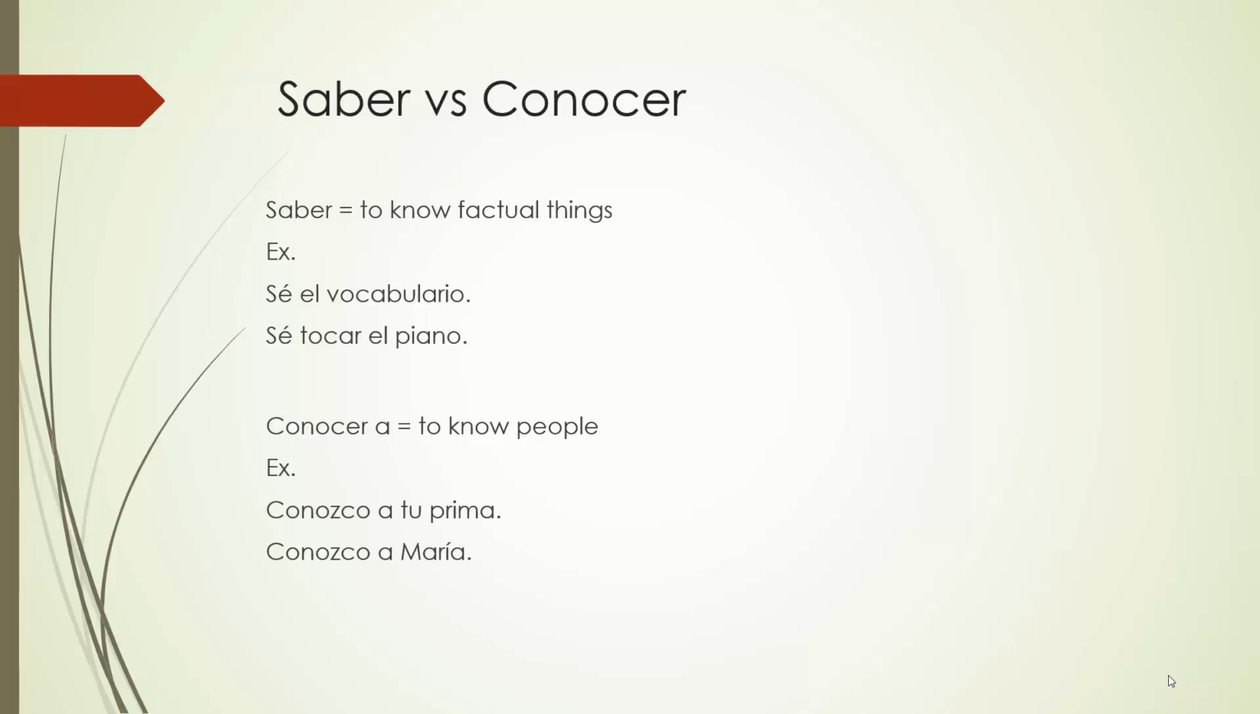Conocer is to know people, and it's always followed by the personal a. What's a personal a? It just means that a person is the indirect object of the verb. Don't worry about what indirect objects are. And so to be polite, they put an a there. That's all a bunch of fluff. Just remember to put a after conocer. That's the important part. So conozco a tu prima, I know your cousin. Conozco a Maria, I know Maria. Those are people, so I have to use conocer.